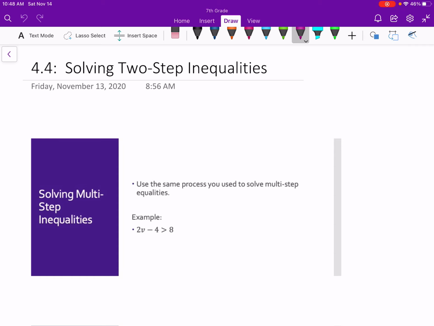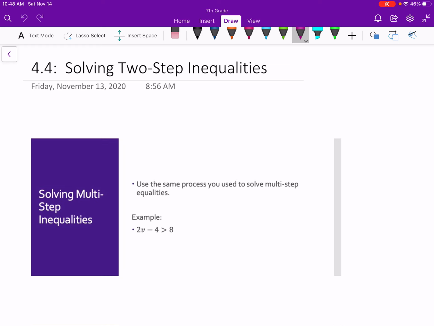This is section 4.4, solving two-step inequalities. So we've learned how to solve one-step inequalities. Remember that addition and subtraction works like normal, and then multiplication and division, we just added the rule where if you multiply or divide by a negative number, you have to flip the inequality. Multi-step inequalities are going to work the same way as multi-step equalities or equations, but we still have to keep in mind that rule about multiplying or dividing by a negative number.